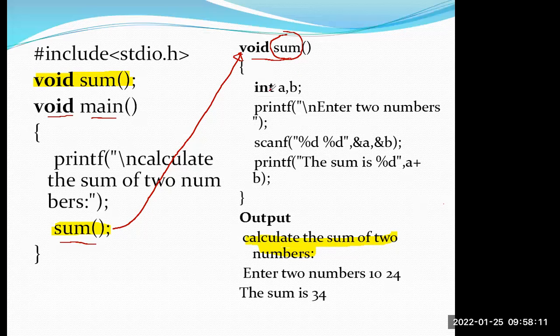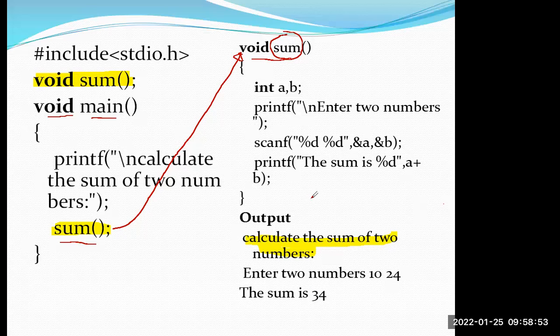In this you have defined different variables. In the subprogram you have defined integer type a and b. Enter the two numbers. scanf %d ampersand a, ampersand b reads the a value and the b value. Then printf, which is also a function call, a library function call: the sum is %d equal to a plus b. Here you are entering two values, 10 and 24. The 34 is displayed on the screen.